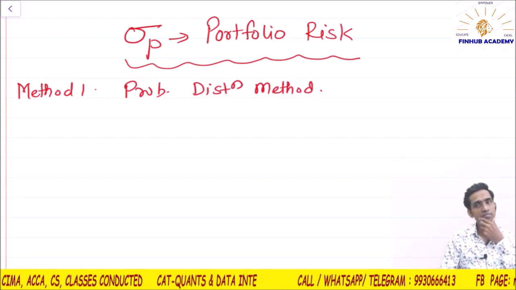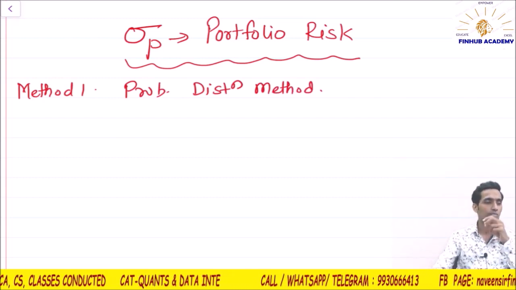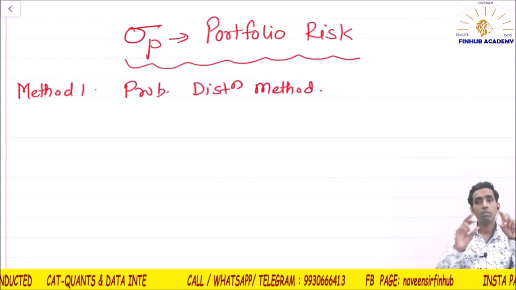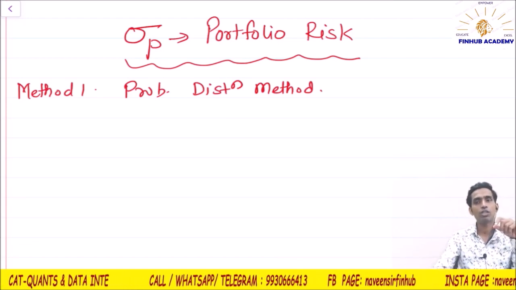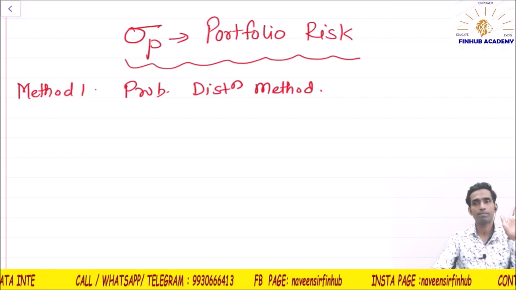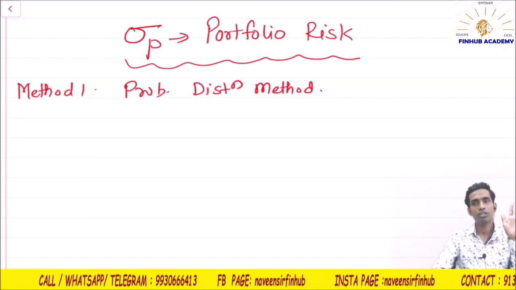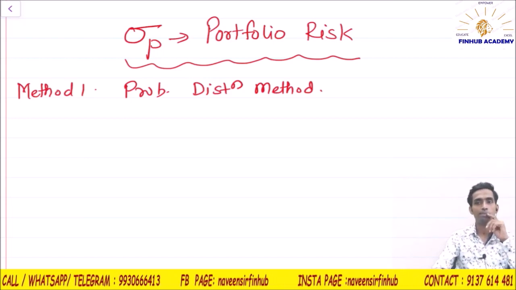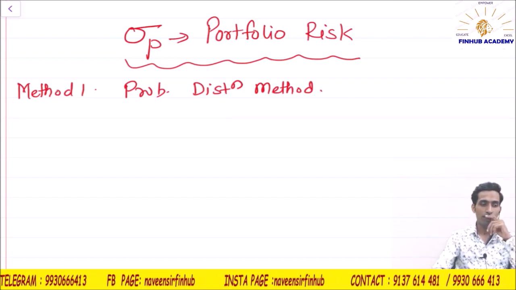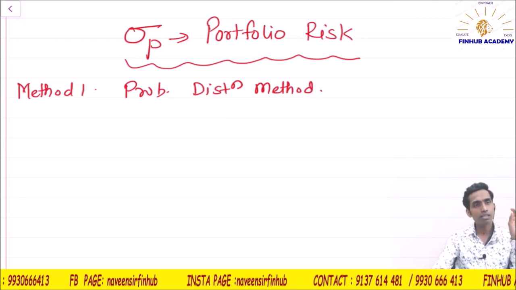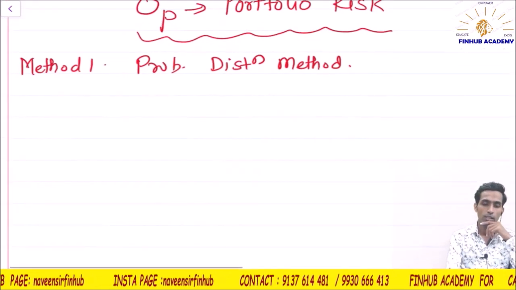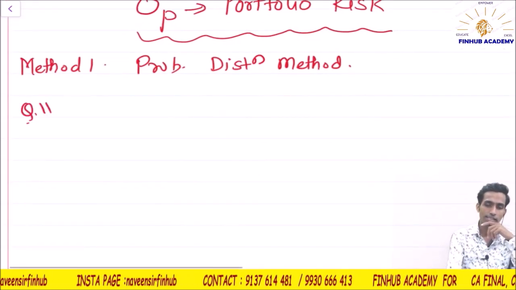So this is the probability distribution method, which means by making a table, understood? What we are doing is trying to calculate the portfolio risk by making a table. Rather than showing you some random example, let us go to the question. Question number 11.